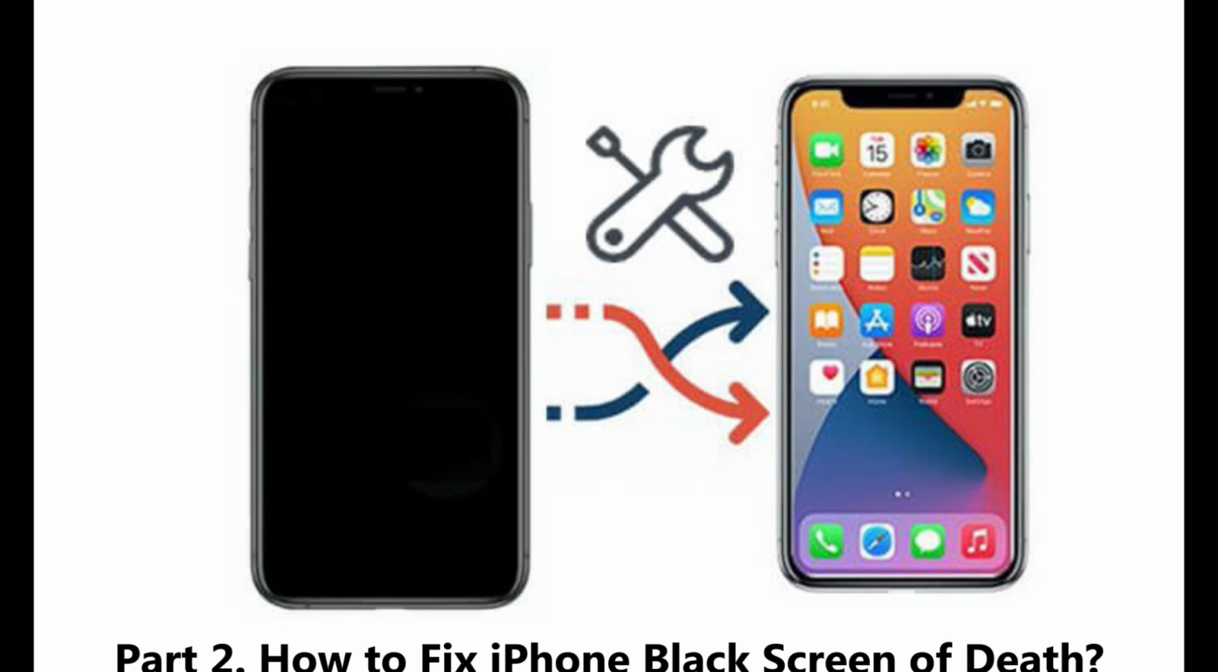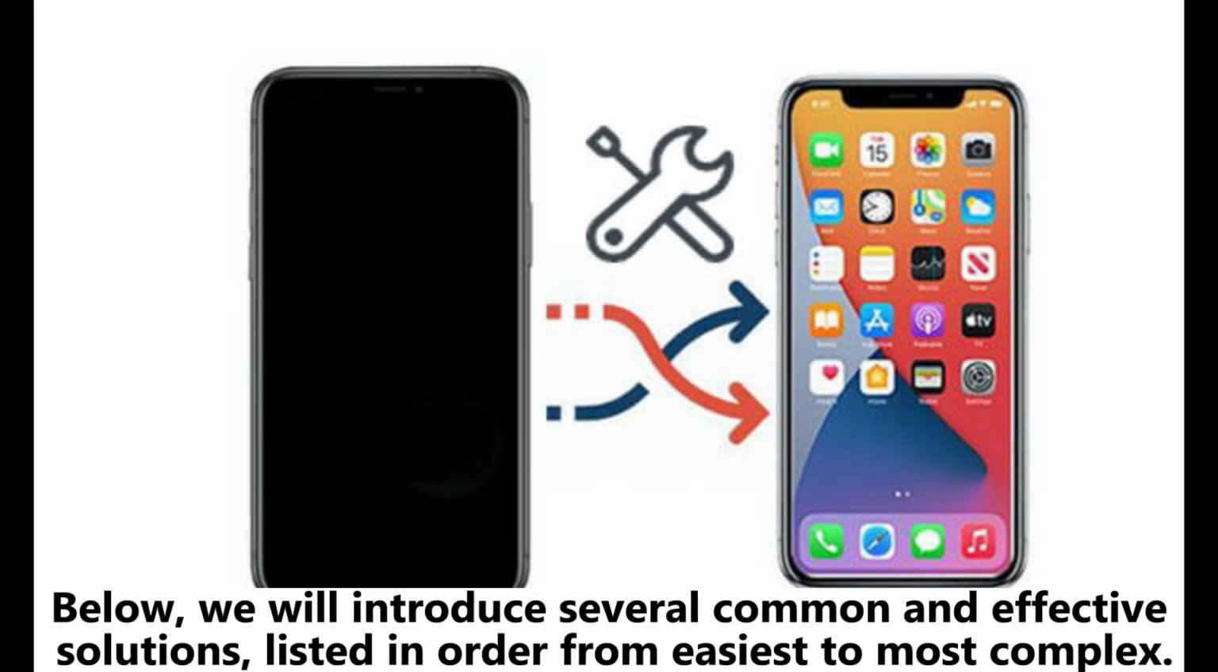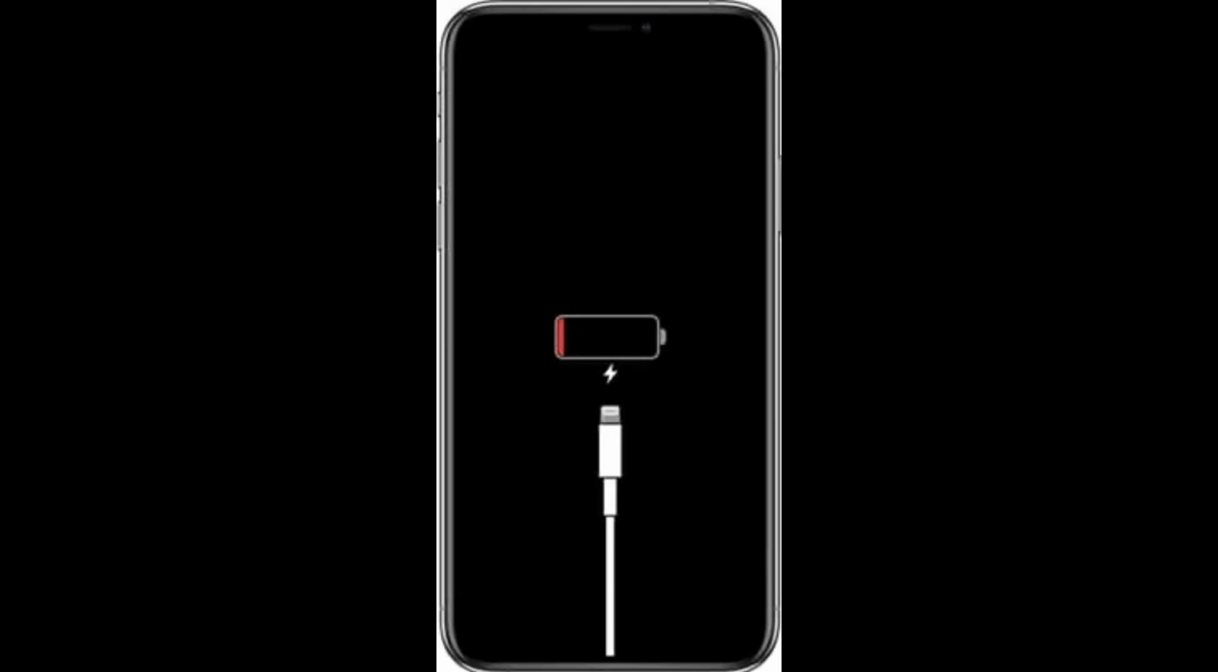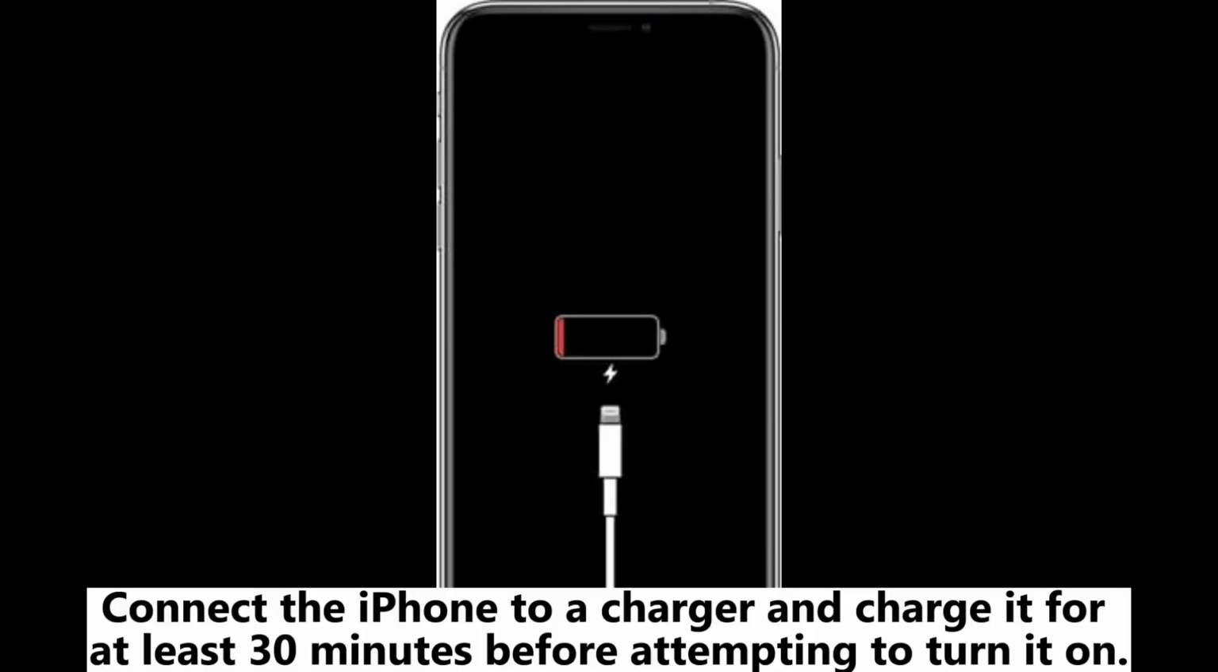Part 2. How to fix iPhone black screen of death. Below, we will introduce several common and effective solutions, listed in order from easiest to most complex. Fix 1. Charge the iPhone. Connect the iPhone to a charger and charge it for at least 30 minutes before attempting to turn it on.